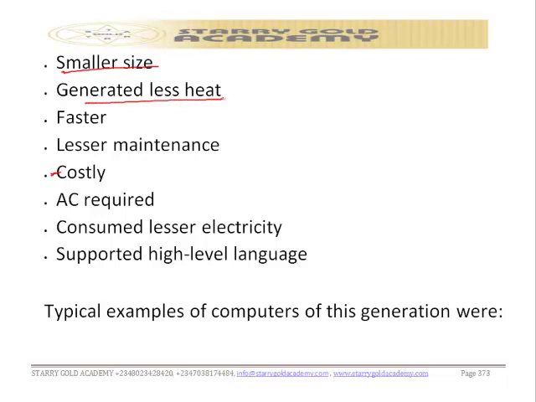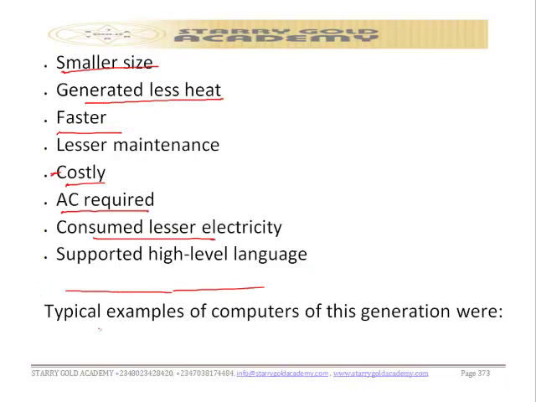They generated less heat. They are faster. They are lesser in maintenance. They are costly. Okay, they require AC, air conditioning. They consume less electricity. They supported high-level languages.